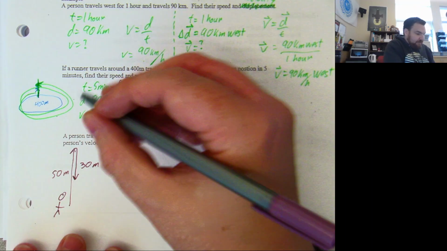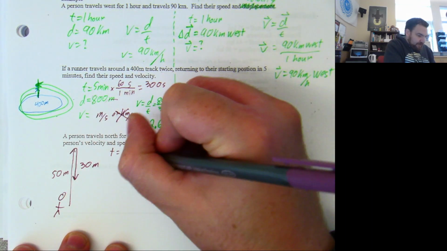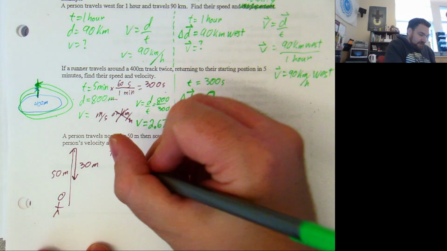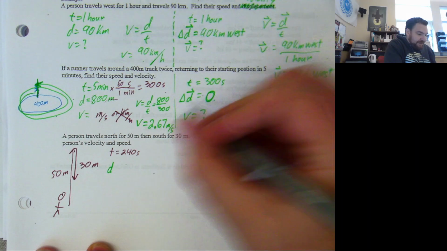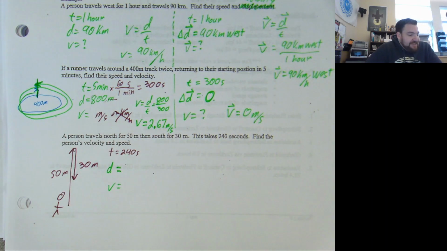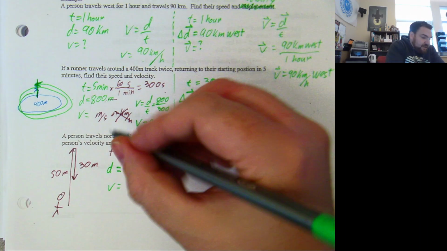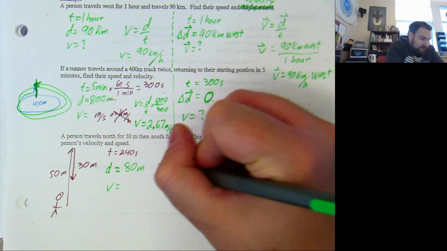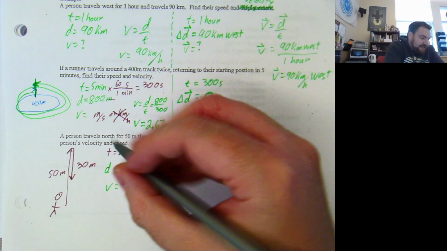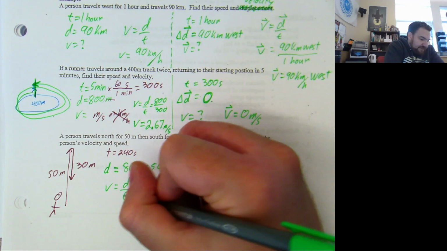And this whole journey takes 240 seconds. Again, we're going to find speed and velocity. So speed's the easy one. If I'm looking for speed, speed uses a distance. What is the distance traveled for this person? 80 meters. Distances only ever add: 50 plus the 30.